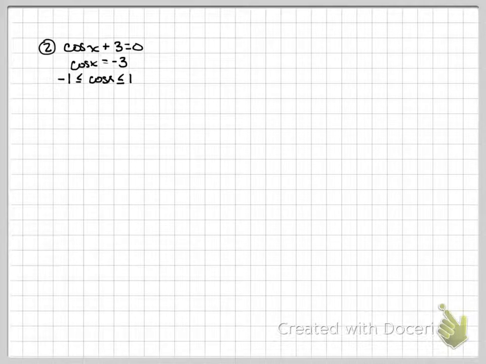So, hey, this one's easy. It's a no solution. Because remember, again, we're dealing with a unit circle, and the radius of our unit circle is 1. So our values have to go between negative 1 and positive 1. Hey, that was easy peasy lemon squeezy. Let's move on to number 3.